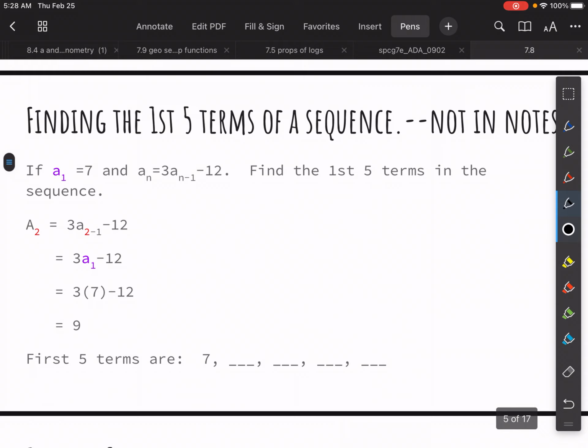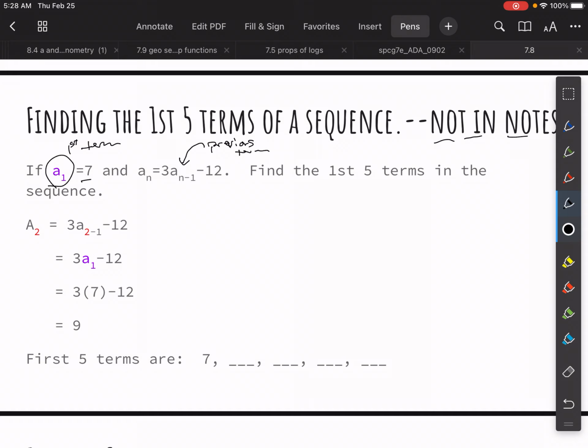All right, so now that we have that information, let's do some of this. This is not in your notes. You can jot it down if you want to, but this is not in your notes. It says if the first term, remember this a sub 1 means first term, okay? So if the first term is 7, and a sub n is 3 times, remember that anytime you see this, you can in your head just say, okay, previous term. That's what that means, right? 3 times the previous term minus 12. Find the first 5 terms in the sequence.